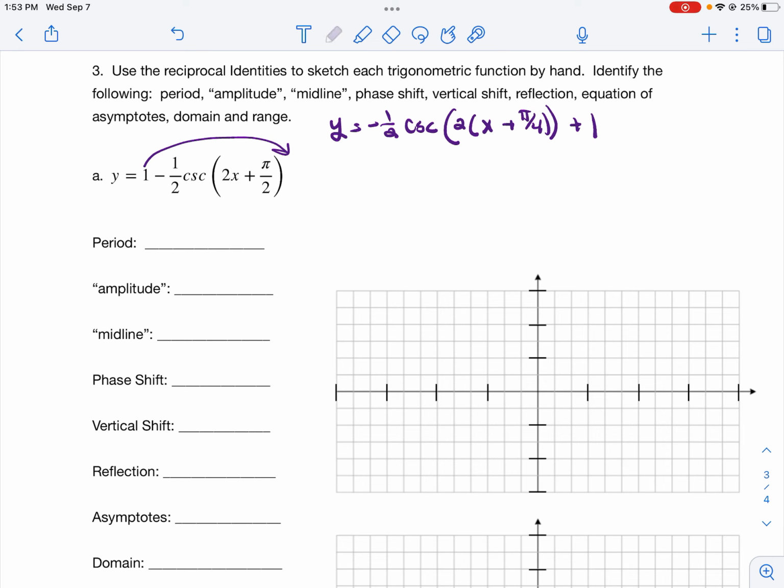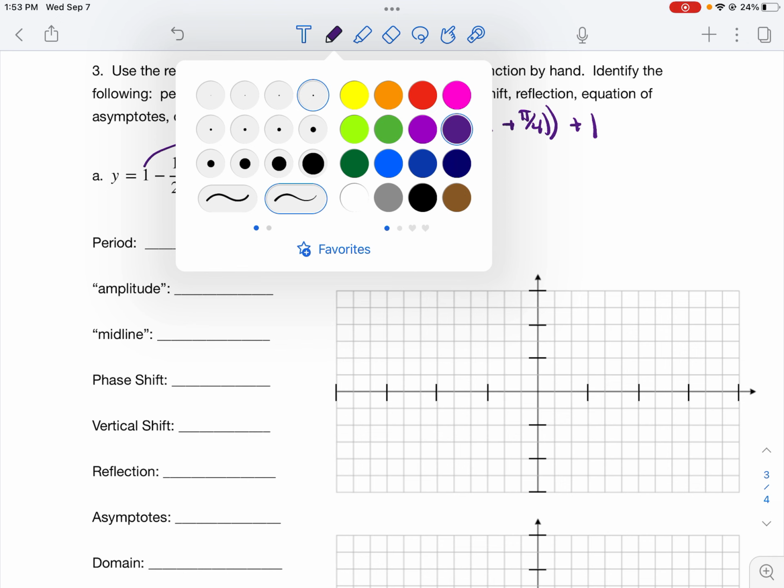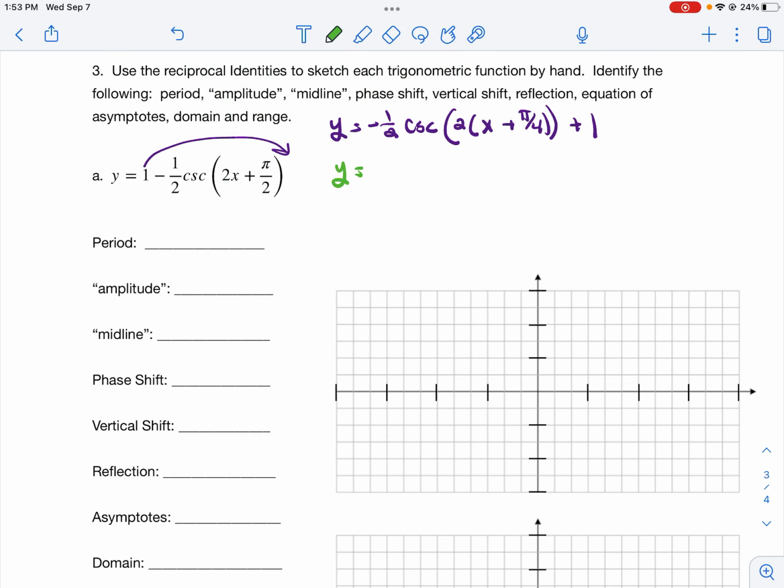So this is the graph I'm actually doing when it's written in transformation form. I'll start this in the green. I'm going to graph y equals -1/2 sine, since the reciprocal function for cosecant is sine. So this is the function I'm actually going to graph first. Okay, so looking at here, I know my period. Remember, period is 2 pi divided by b, which is 2. So that's going to be pi.